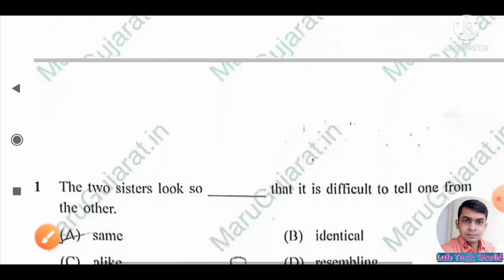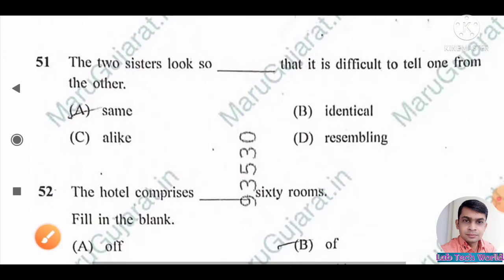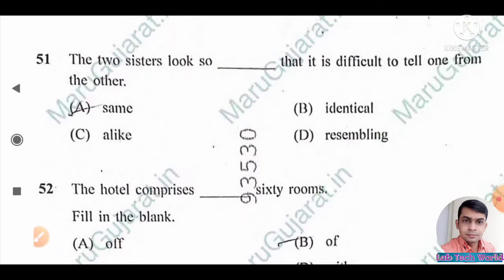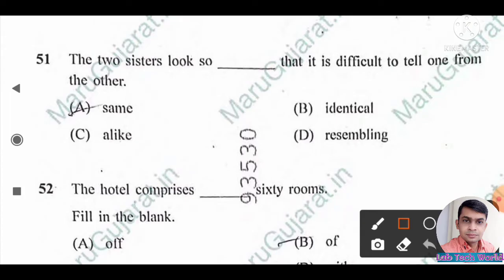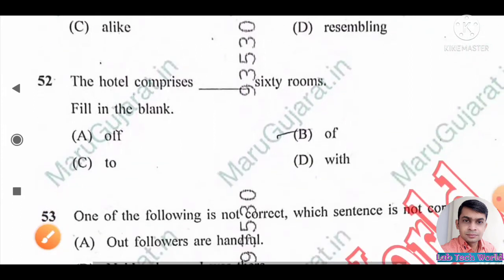Move to the next question number 51. The two sisters look so blank that it is difficult to tell one from the other. Options A same, B identical, C alike, D resembling. And the correct answer for this question, it is C alike. The two sisters look so alike that it is difficult to tell one from the other. So option C is the correct answer for this question.